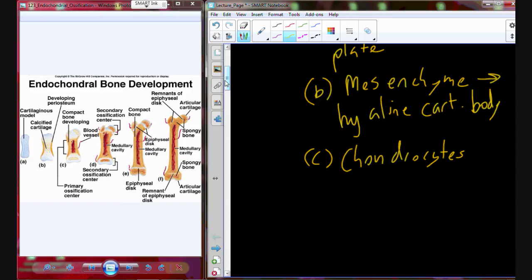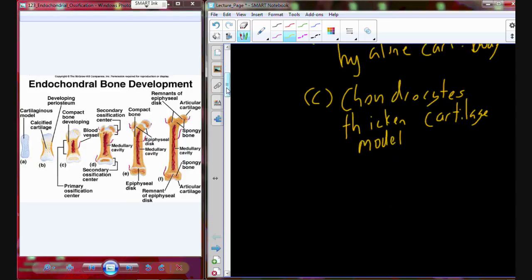Now, the cells that make up the cartilaginous model are going to be chondrocytes. Those are just cartilage cells. And the chondrocytes are going to thicken the cartilage model and help to basically create a very robust model that can be used to begin to produce the bone cells. By the way, we are going to have periosteum that surrounds the hyaline cartilage model, just sort of wraps around it. Okay, which is what you're basically seeing here. We have our cartilaginous model, and it would be wrapped up in periosteum.